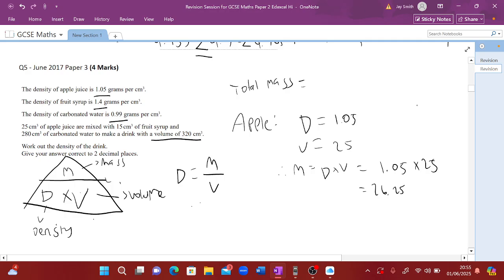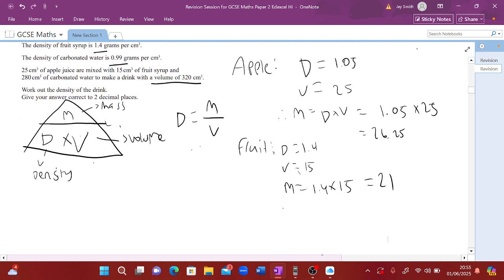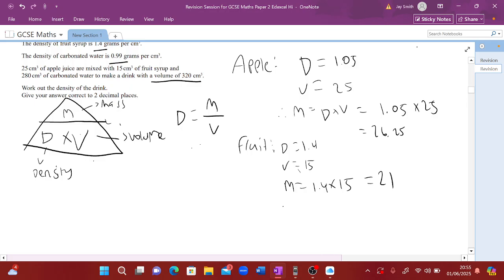Cool. Now we do the same for the fruit syrup. So the fruit, again, we're given the density to be 1.4 grams here, and we are given its volume here to be 15 centimeters cubed. So therefore, your mass, in the same way, you times them together, 1.4 times 15, and that will be 21.